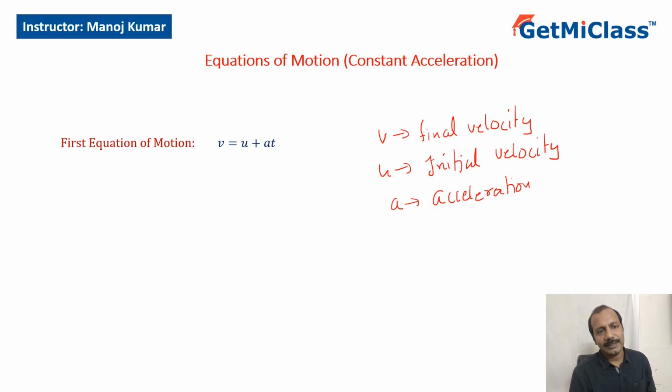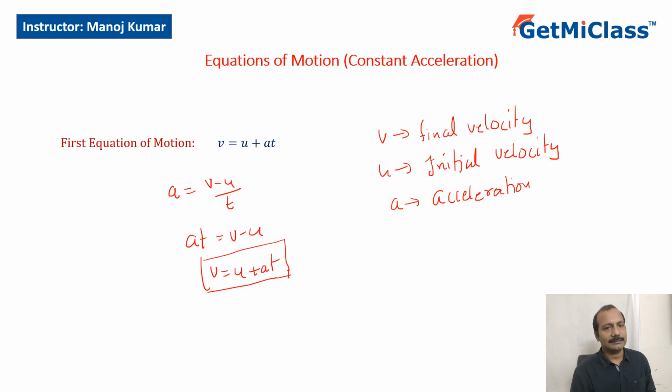Now, from where do we get this equation? This equation we get from the definition of acceleration. We know acceleration is change in velocity by time. So A equal to V minus U by T. I cross multiply, I get AT equal to V minus U, or V equal to U plus AT. So I can say that this equation is an outcome of the definition of acceleration.